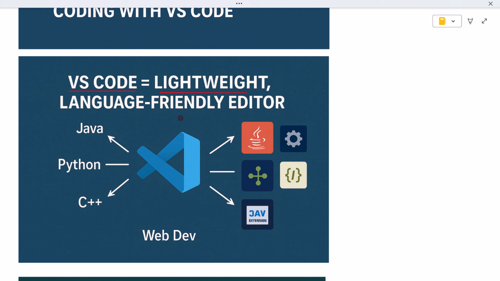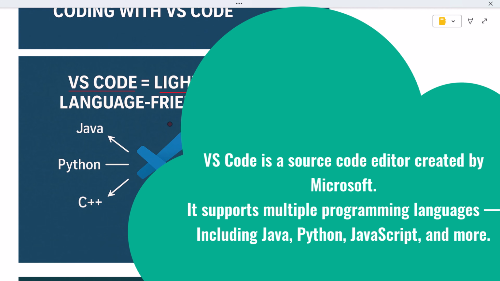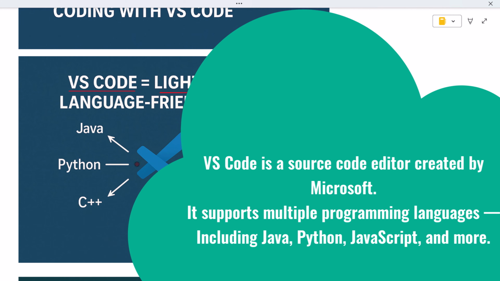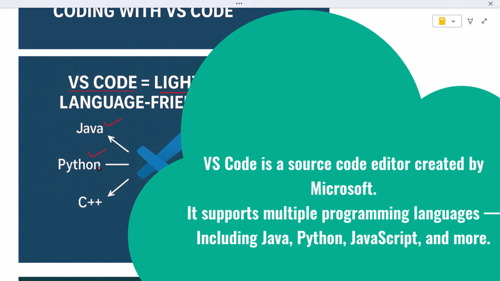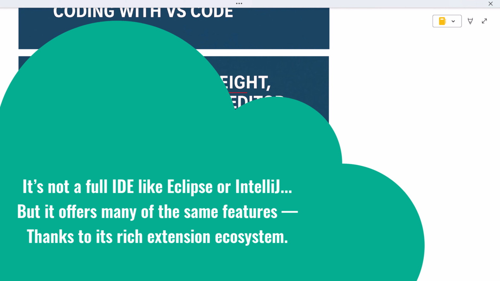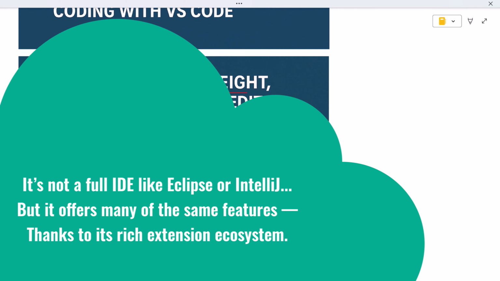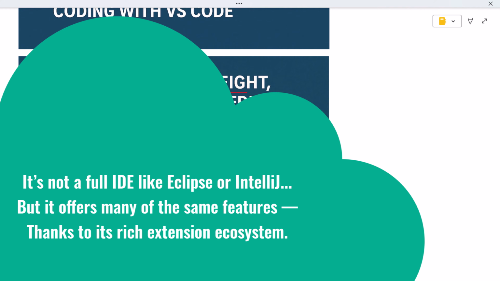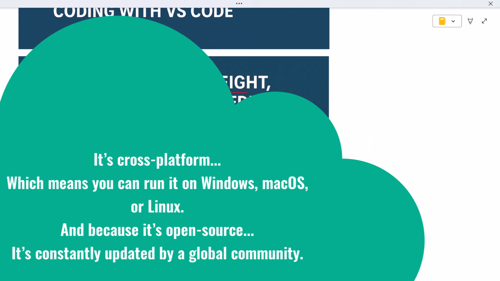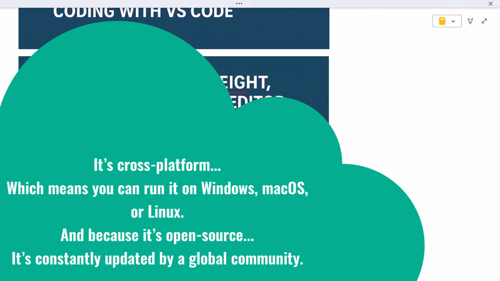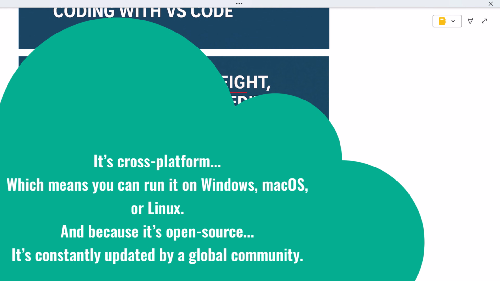Let's explore how VS Code supports Java development and why so many Java developers love it. VS Code is a source code editor created by Microsoft. It supports multiple programming languages, including Java, Python, JavaScript, and more. It's not a full IDE like Eclipse or IntelliJ, but it offers many of the same features thanks to its rich extension ecosystem. It's cross-platform, which means you can run it on Windows, macOS, or Linux, and because it's open source, it's constantly updated by a global community.